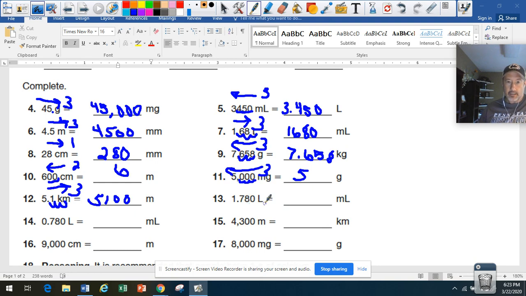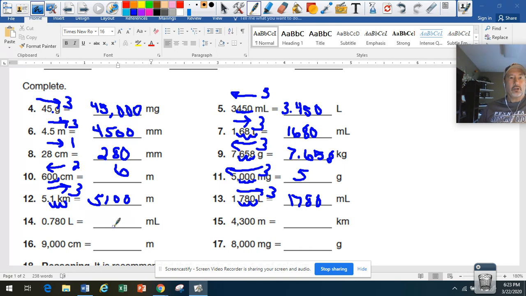Number 13, liters to milliliters, bigger to smaller. Move it to the right 3 places. Move it 3. 1, 2, 3. So the answer is 1,780 milliliters. Last 4 of these ones.